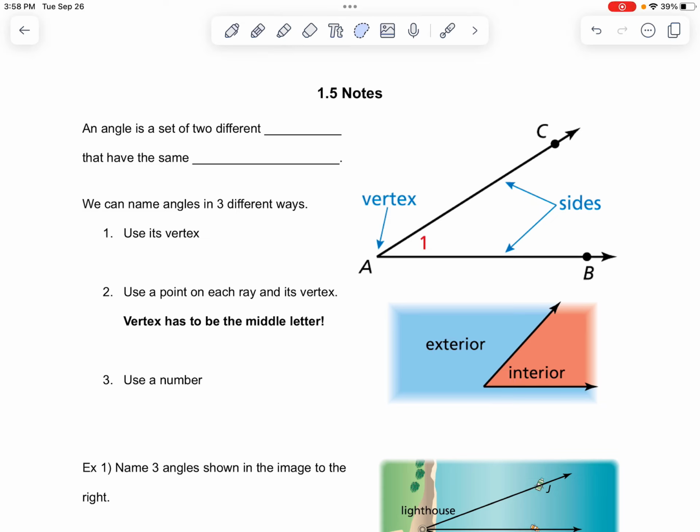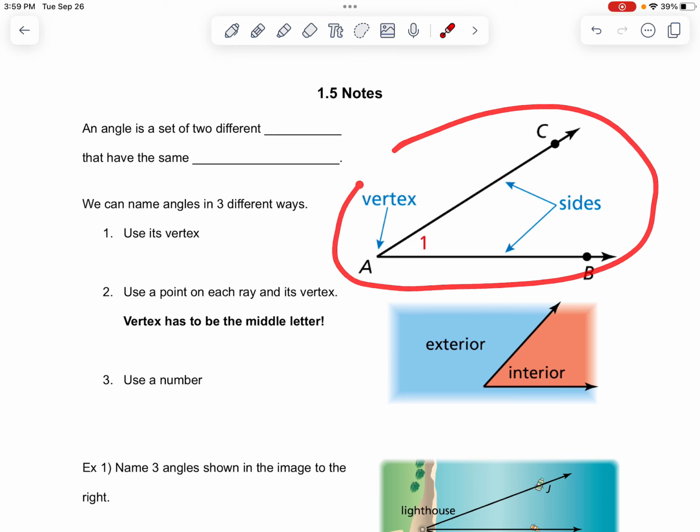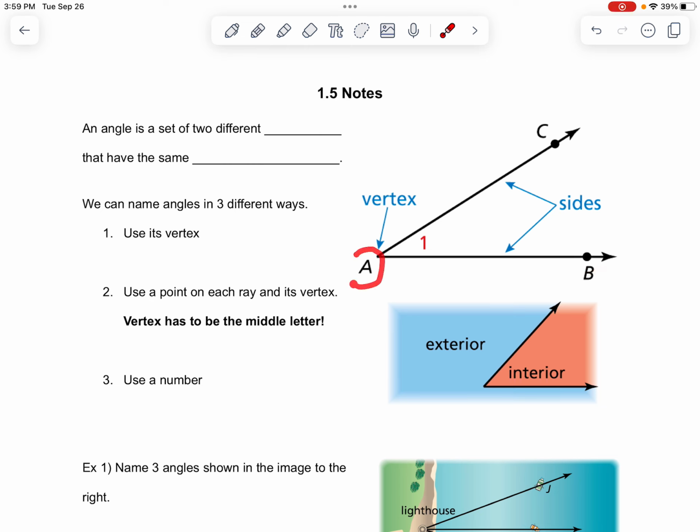This is our video for section 1.5, kind of an introduction to angles. And if we look at our image on the right, this is going to be our example angle. Notice we just have the vertex labeled as A. We have our sides, and on each of these sides we have a couple of points, B and point C.